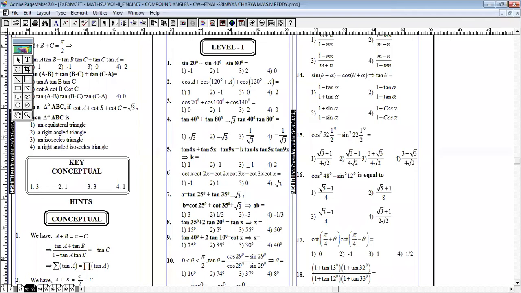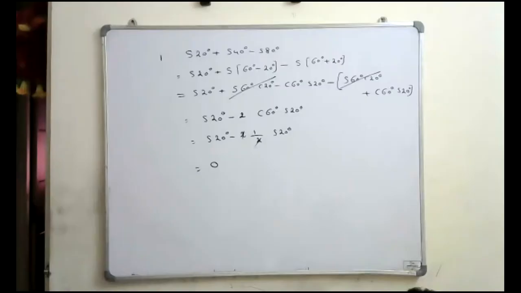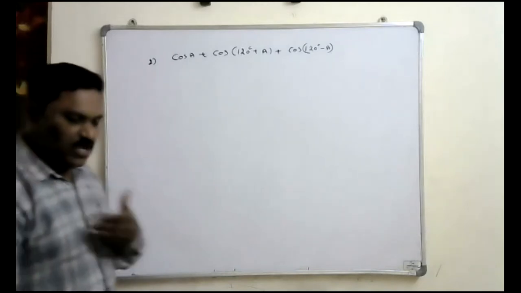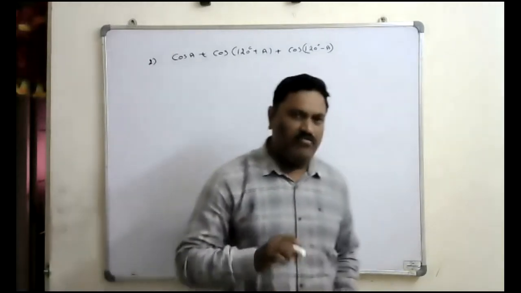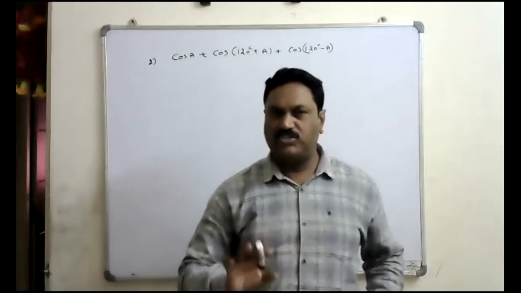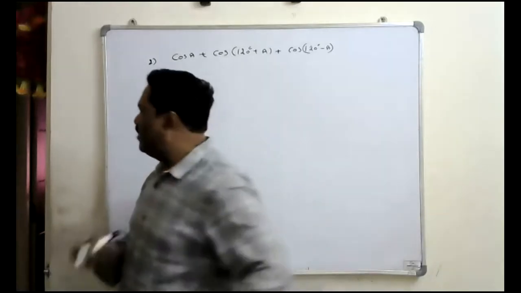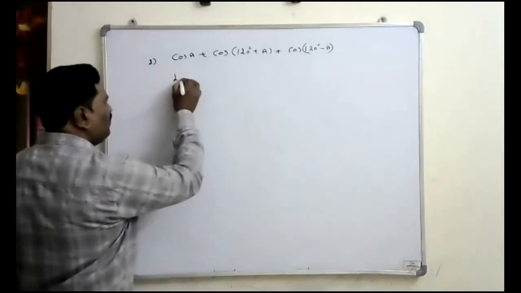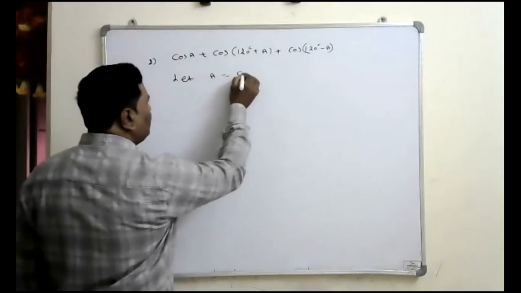That is cos A plus cos 120 degree plus A plus cos 120 degree minus A. The third option, sir, 0. Third option, good. To get this, because all the options are constants, whatever the angle, for all angles it has to be the same constant answer. So we will substitute anything for the angle A. The simplest angle is 0 degree.